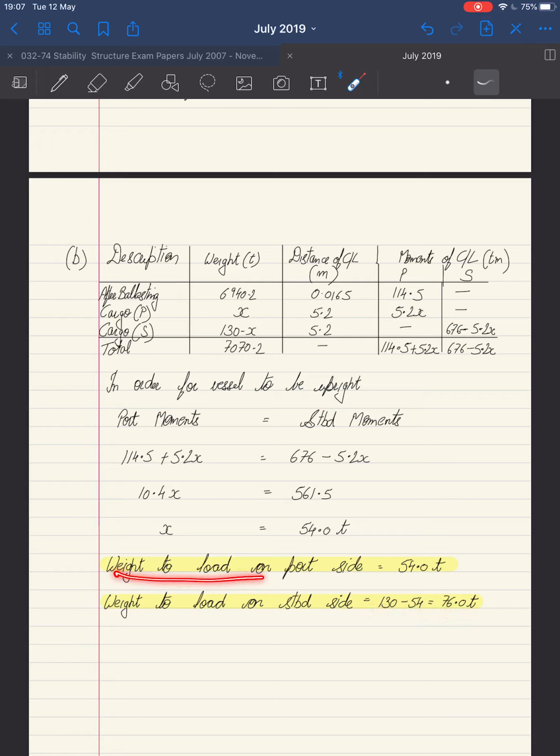So weight to load on port side is 54 tons and weight to load on starboard side is 76 tons. This is the answer to part B of the question.